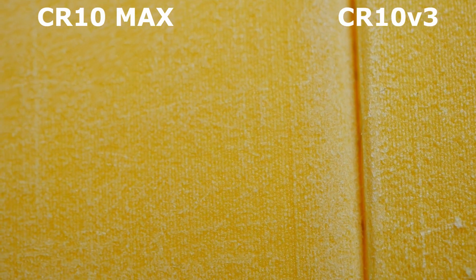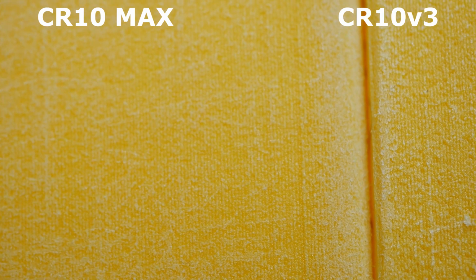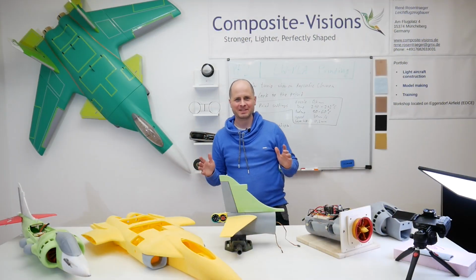So let's see if we can see a difference between the CR10 Max on the left and the CR10 V3 on the right. Yeah, there are a little bit of differences, some slight tails, and the print layer structure is a little bit more uneven, but nevertheless, these two printers are really, really nice just from the beginning. There is not so much tuning necessary. So let's go to the next part.